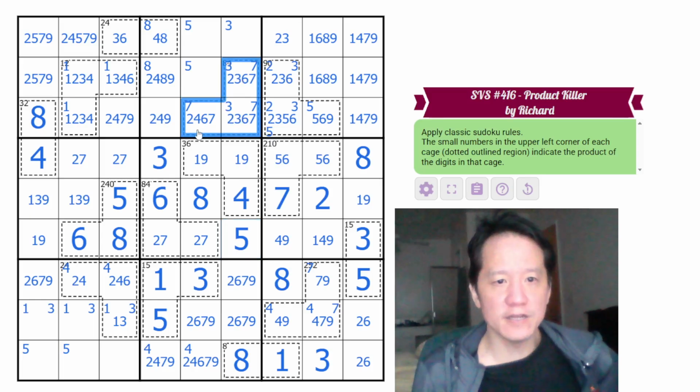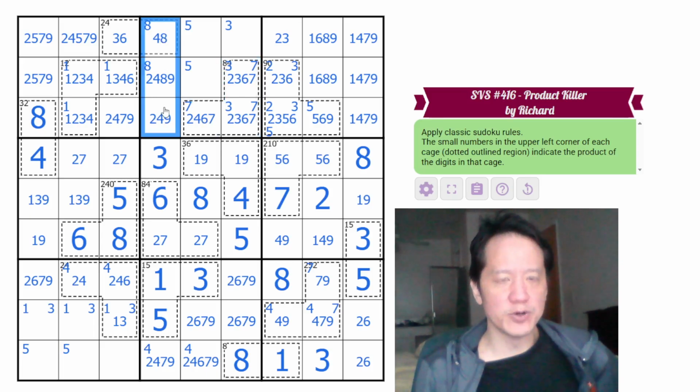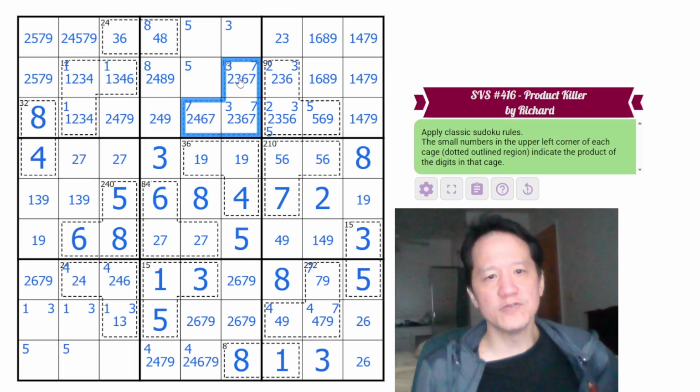Again, to get 84, it's either 2, 6, 7, or it's 3, 4, 7. Therefore, 8 and 9 both have to be here, because one of these is 2 or 4. So this is either 267 or it's 347.